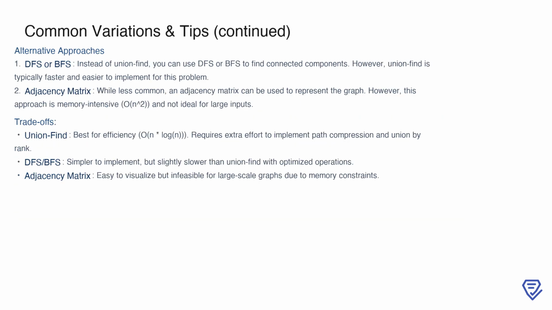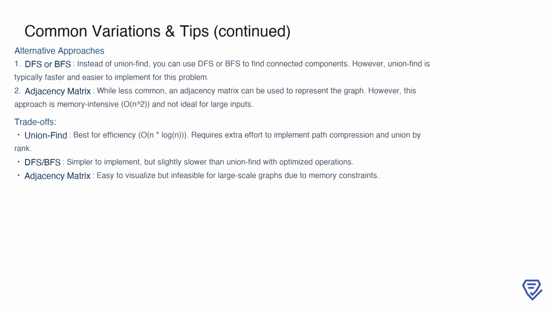Finally, while union find is the most efficient solution for this problem, there are alternative approaches worth noting. Using DFS or BFS is a viable option for identifying connected components. These methods are often simpler to implement but can be slightly slower than an optimized union find solution. Another approach is representing the graph with an adjacency matrix. While this can make the graph structure easier to visualize, it is highly memory intensive, with O(n²) space complexity, making it impractical for large inputs.